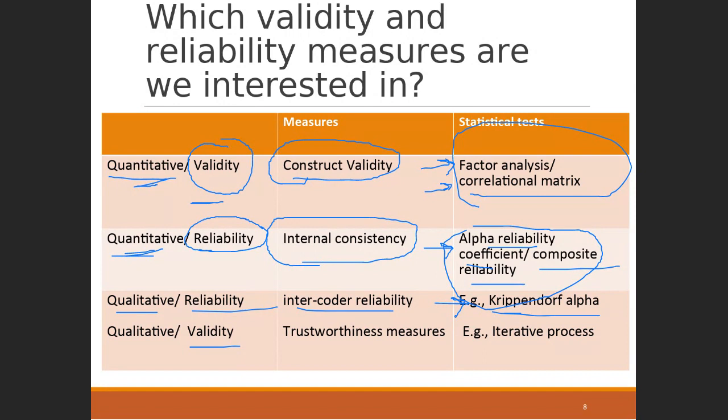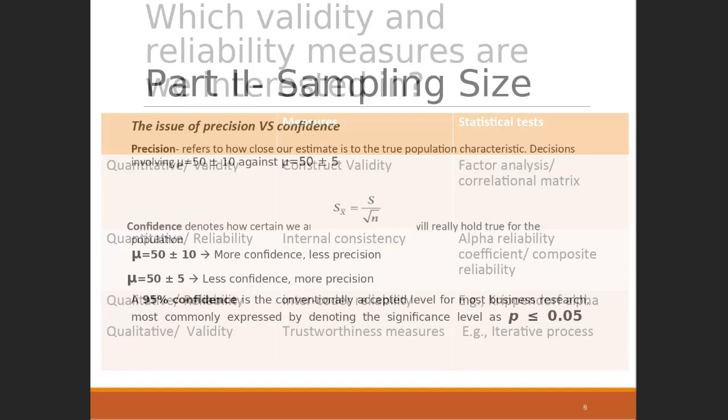So it is slightly difficult to establish validity in qualitative research. The reason being that qualitative research is highly subjective in nature, so it is difficult to establish trustworthiness measures in qualitative research. But we will discuss them while discussing the reliability and validity concerns. Okay, so this is it for our first section.